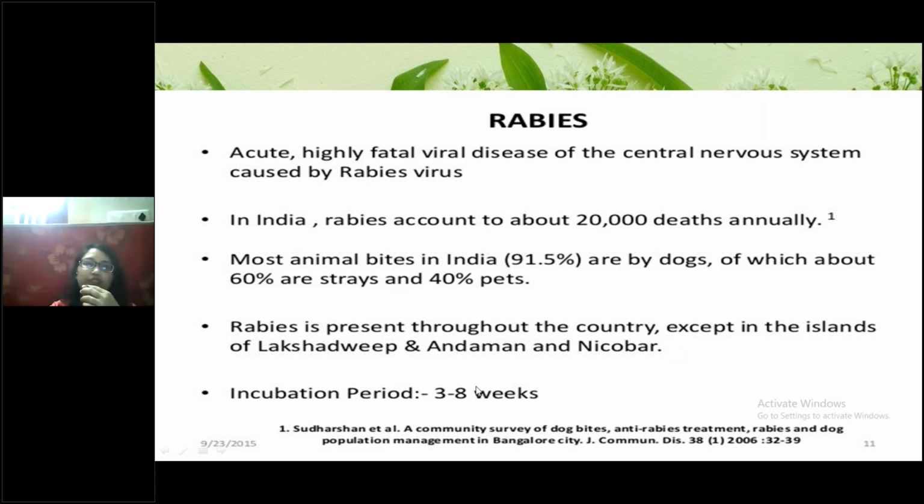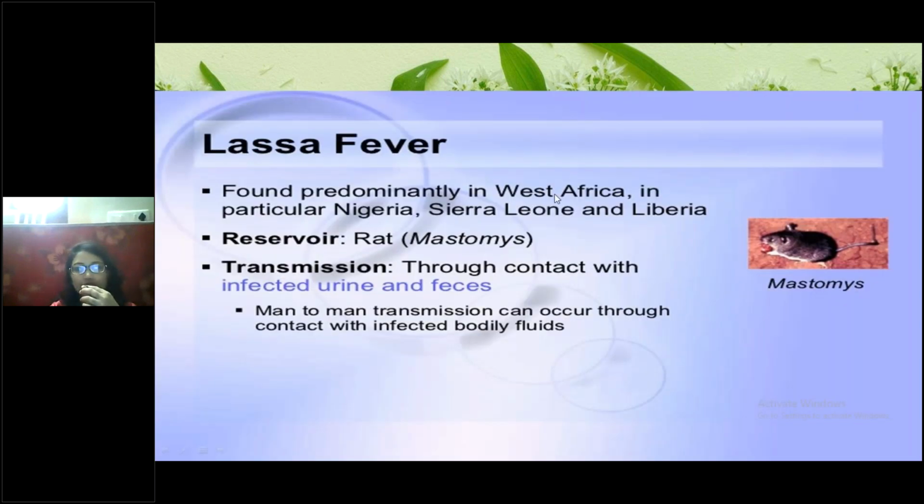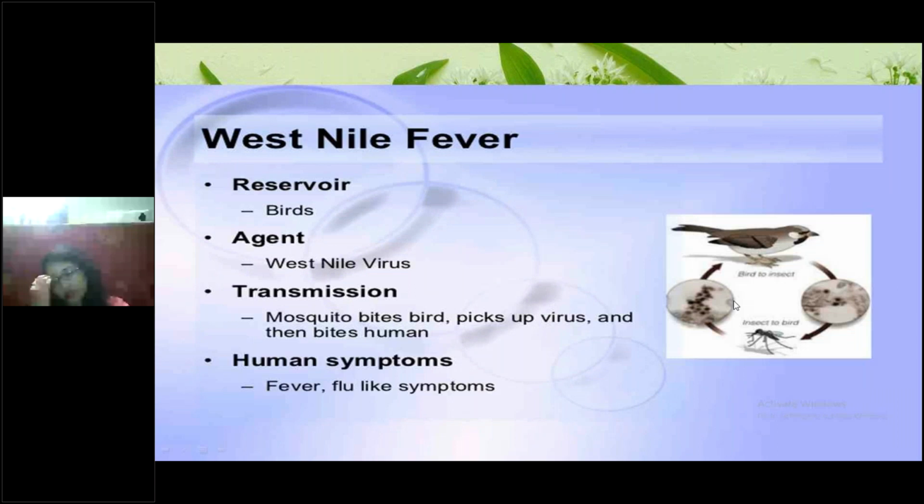And then there is Lassa fever, which is found predominantly in West Africa, particularly Nigeria, Sierra Leone, and Liberia. And the rat is the reservoir, and through infected urine and feces, transmission can occur, and man-to-man transmission can also occur through infected body fluids. So this is a viral hemorrhagic fever. Lassa fever is actually a very highly fatal disease which occurs in certain places, and it can cause many deaths.